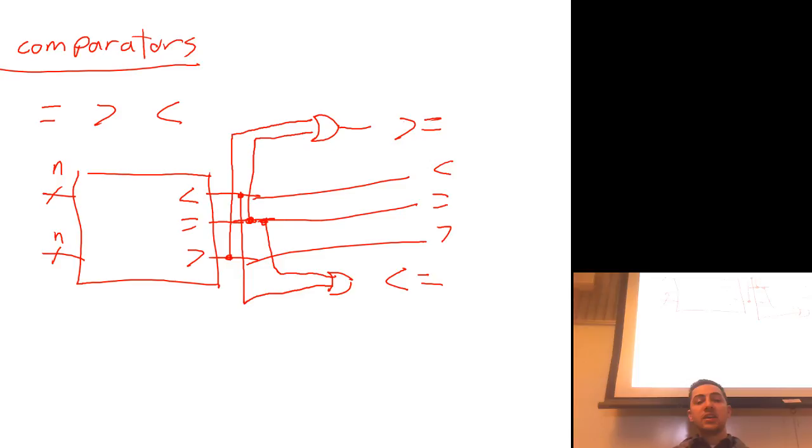Equality comparators are the easiest to understand because each bit must be equal. They are independent of one another. Whereas we saw in class, greater than and less than, it's not independent. Each bit isn't an island.